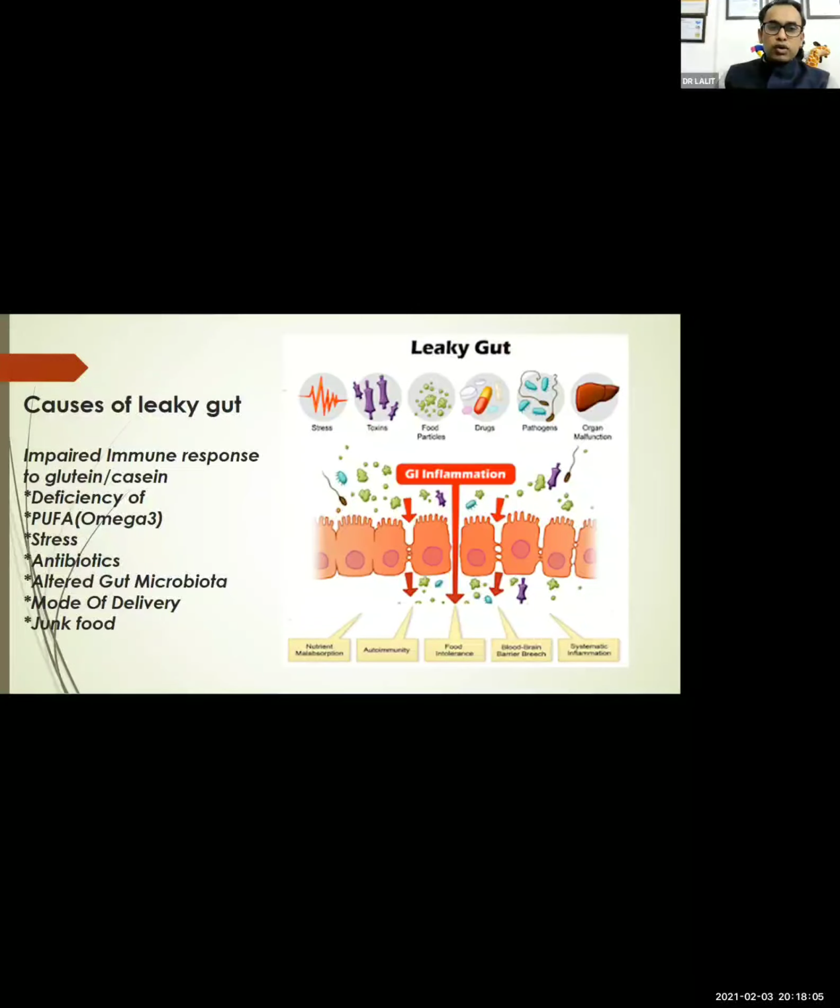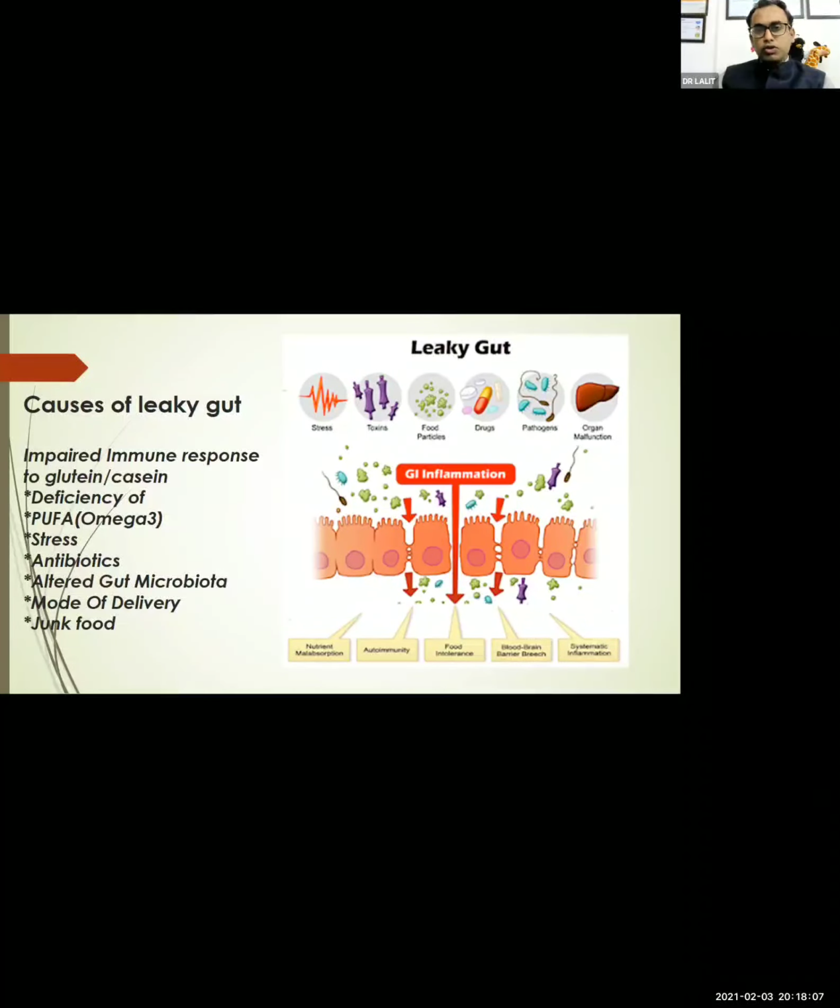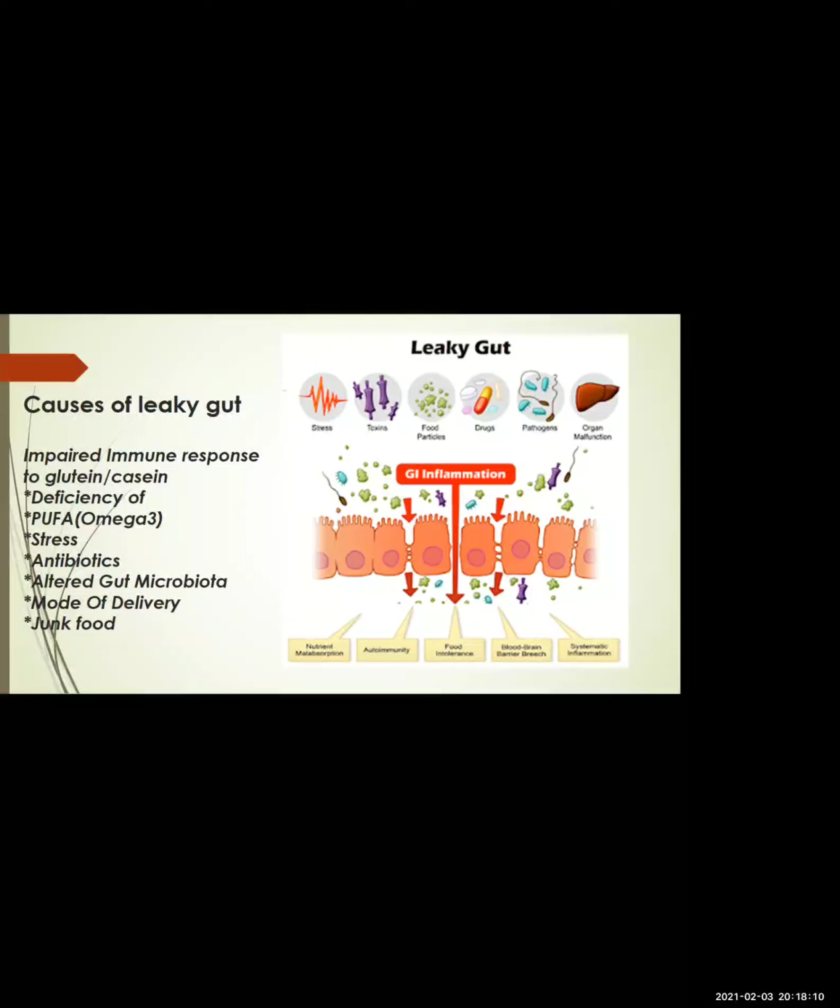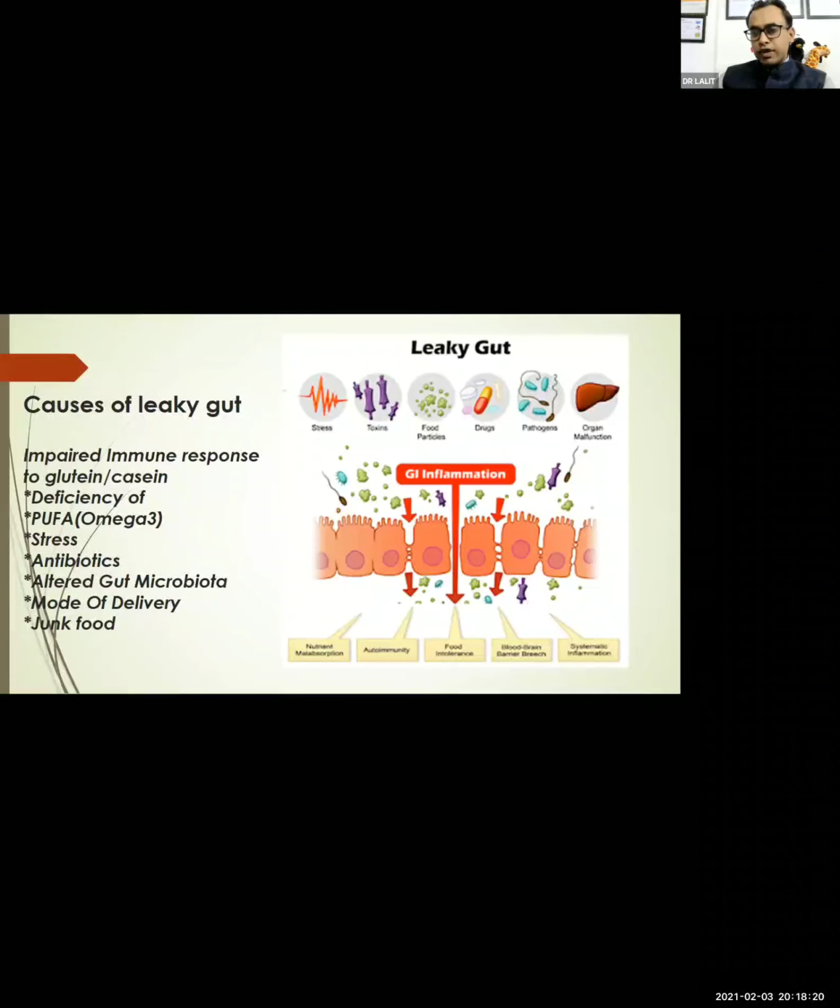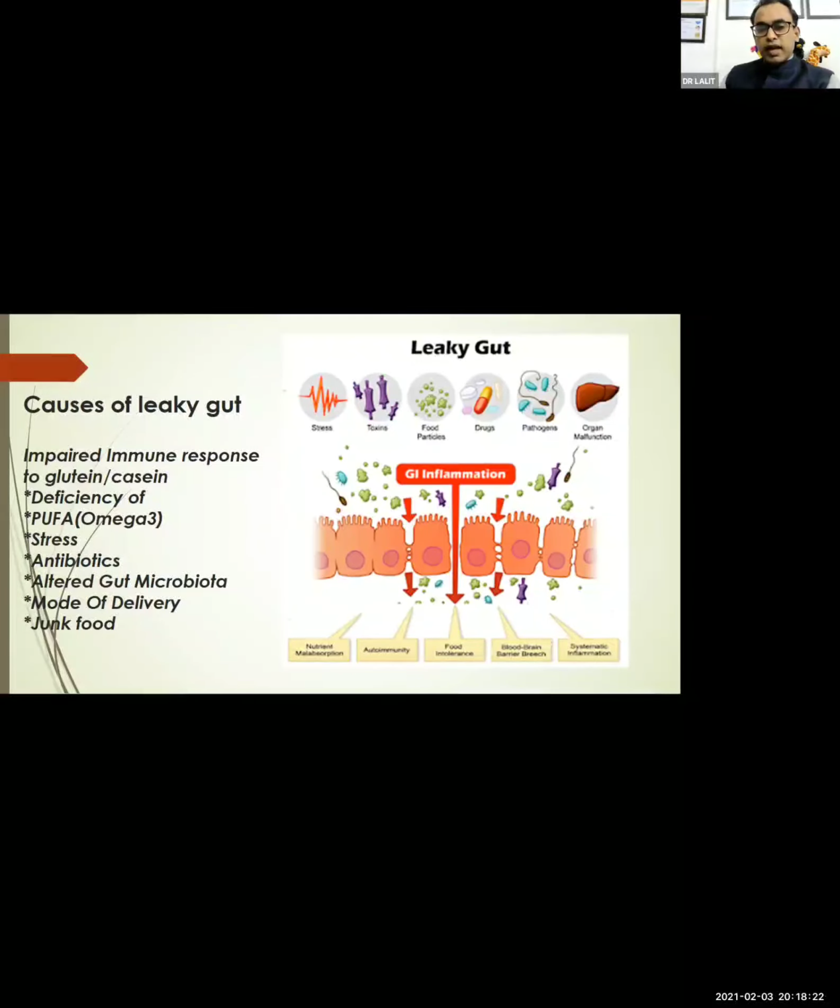To mention a few: impaired immune responses to gluten and casein if a child is intolerant to them, a deficiency of omega-3, stress, antibiotics, altered gut microbiota, and the mode of delivery. The type of delivery is very, very important. And obviously, junk food.